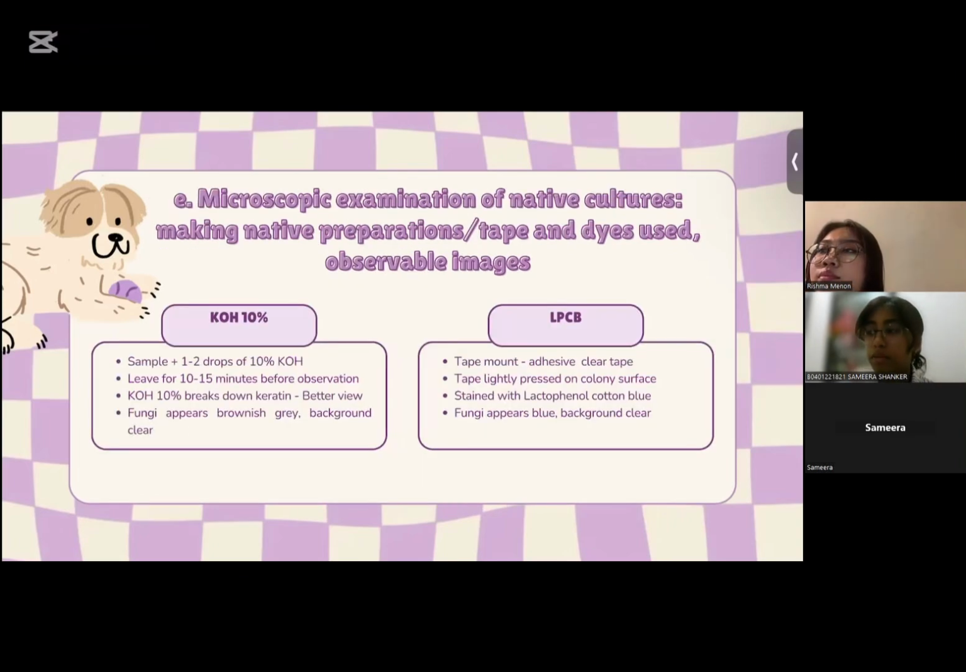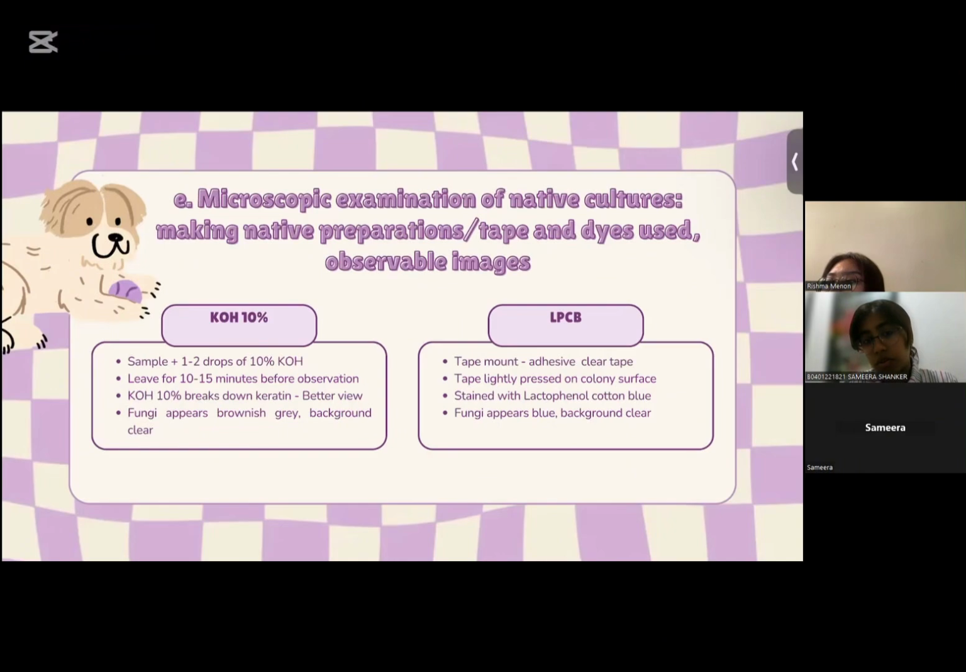For the microscopic examination of native culture, native preparations are made using tape or dyes. The first method is using KOH 10%, where we take the sample and add 1 or 2 drops of 10% KOH. It's then left for 10 to 15 minutes before observation. The reason for this is that KOH can break down the keratin, which gives a better view of the fungal structure. With KOH 10%, the fungal structure appears brownish gray and the background is clear.